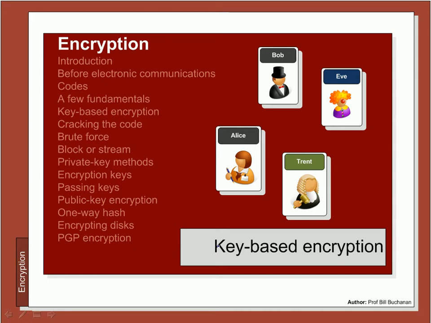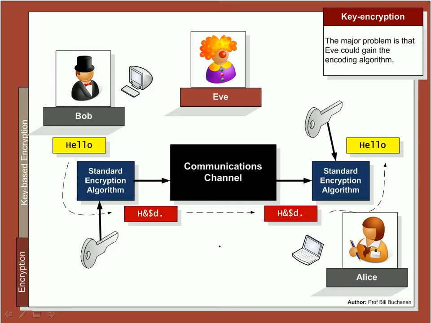So what is key-based encryption? Key-based encryption is the alternative to using an encoder and a decoder. The major problem with having an encoder and decoder is that we don't actually know at any time if Eve has actually gained the encoding decoding algorithm.